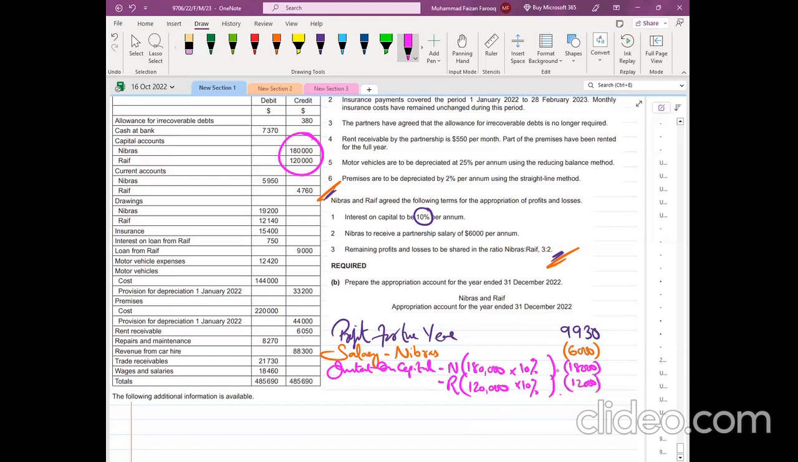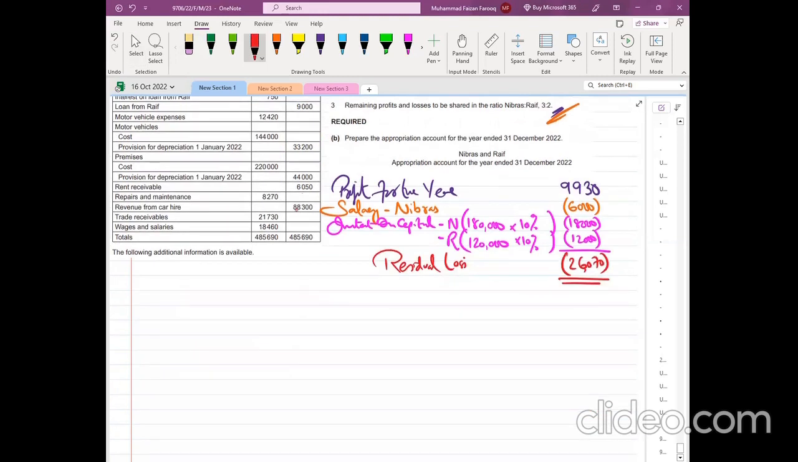There is no interest on drawings, which means we got residual profit or distributable profit, same thing. How much? It's a loss of 26070. So I will write it as residual loss or distributable loss. It's negative, no? After residual loss, we will say loss share. If there is an agreement, it will be as per the percentage of agreement. If there is no agreement, we will do it equally.